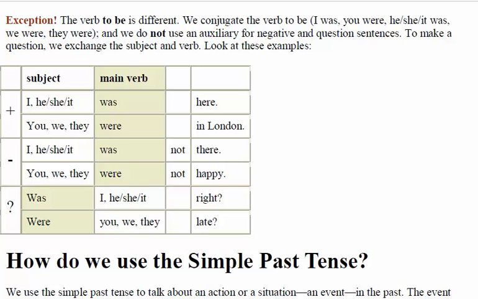And in negative sentence, only the addition of not is there. He, she, it was not there, you, we, they were not happy. So there is only negation. But in interrogative sentences, only the main verb is replaced by the subject, or comes in the place of subject. Was he, she, it, I right? Or were you, we, they late? So there is the replacement of the subject and the main verb, and no auxiliary verbs are used in these types of sentences, negative and positive.